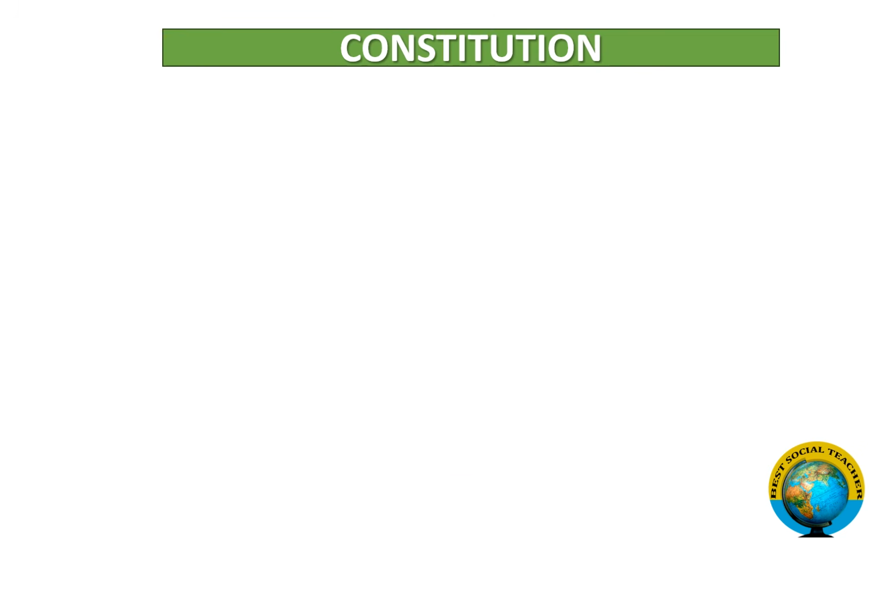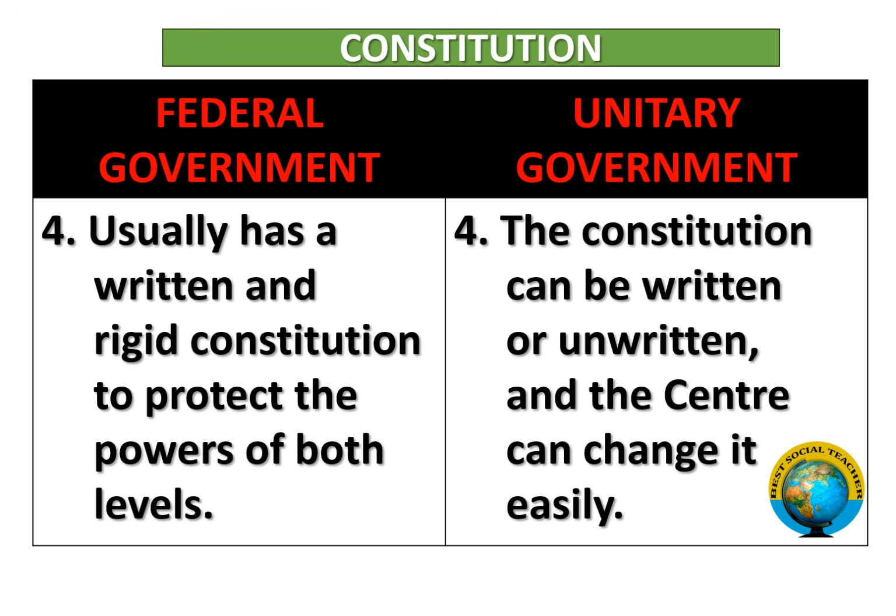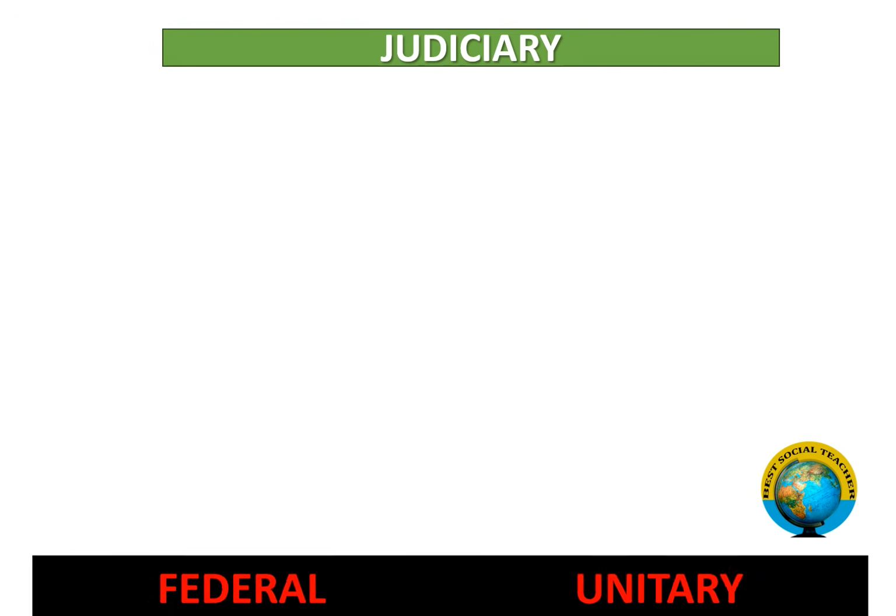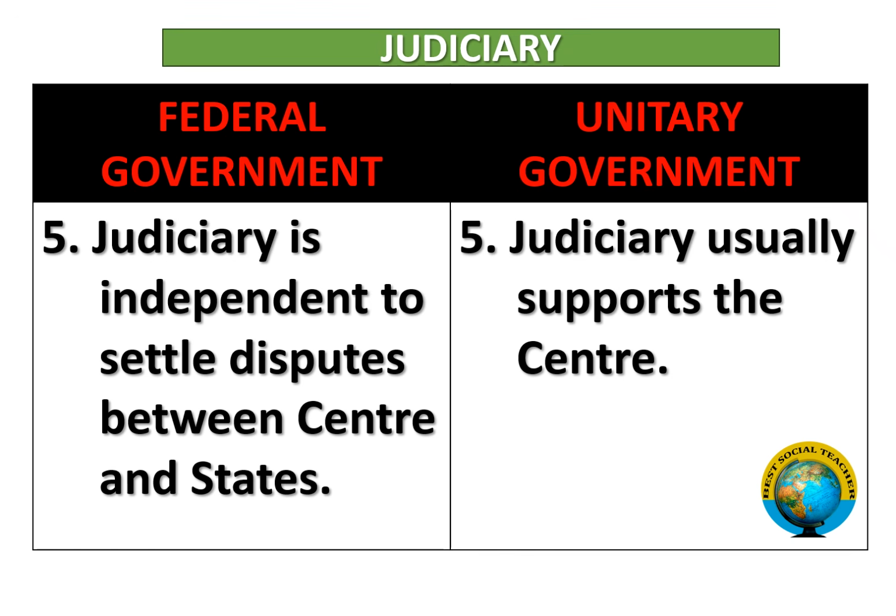Next difference, constitution. Federal government usually has a written and rigid constitution to protect the powers of both central and state levels. Whereas in unitary government, the constitution can be written or unwritten and the center can change it easily. The fifth difference is judiciary. In federal government, the judiciary is independent to settle disputes between the center and the states. In unitary government, the judiciary usually supports the center because only the center has all the powers.